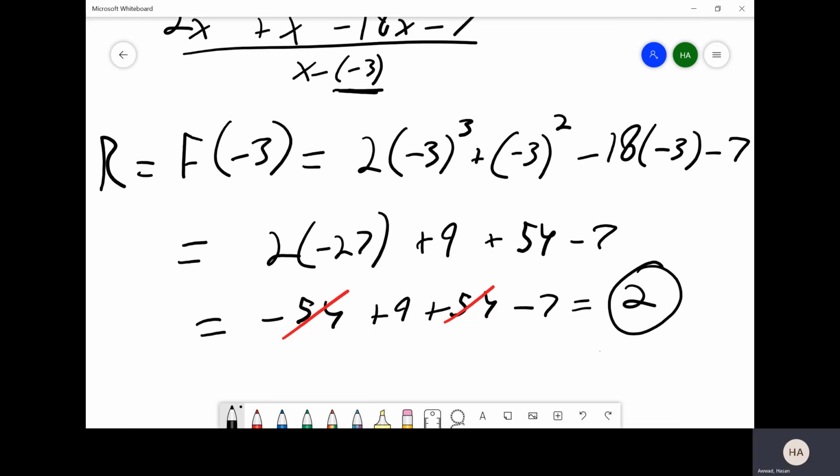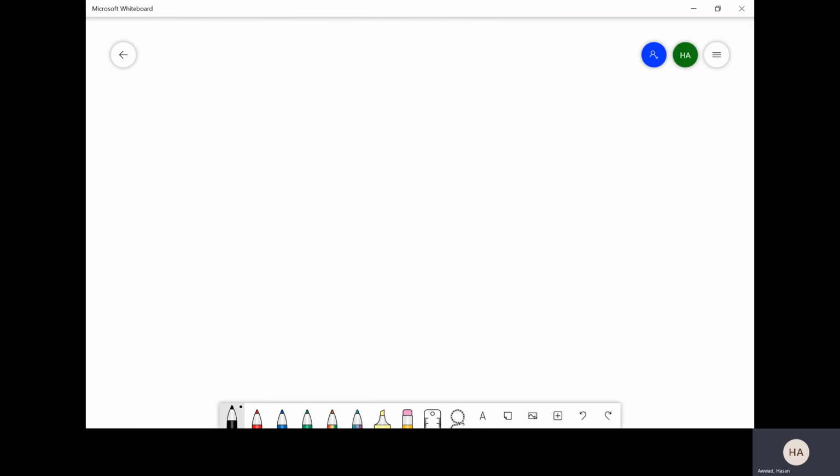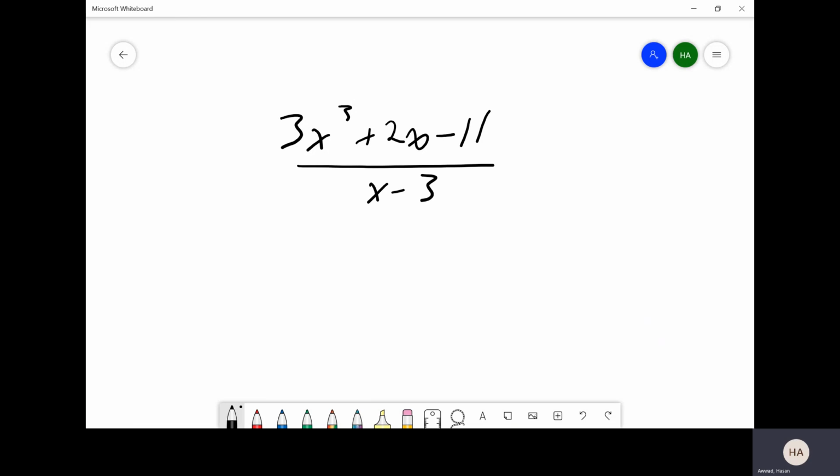Okay. Let's do one more example on what I want you guys to do. This is your classwork assignment. So I want you guys to use the remainder theorem on the classwork assignment from before. So the one that we just did, which was 3x cubed plus 2x minus 11 over x minus 3. I want you to use the remainder theorem on this and tell me what the remainder is going to come out to be by using the remainder theorem. Okay, so I'll give you guys a couple seconds and hopefully you guys can figure this one out.